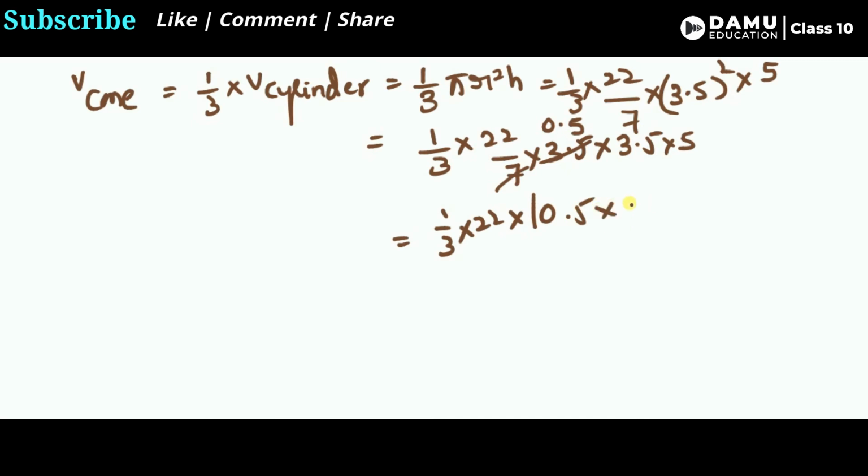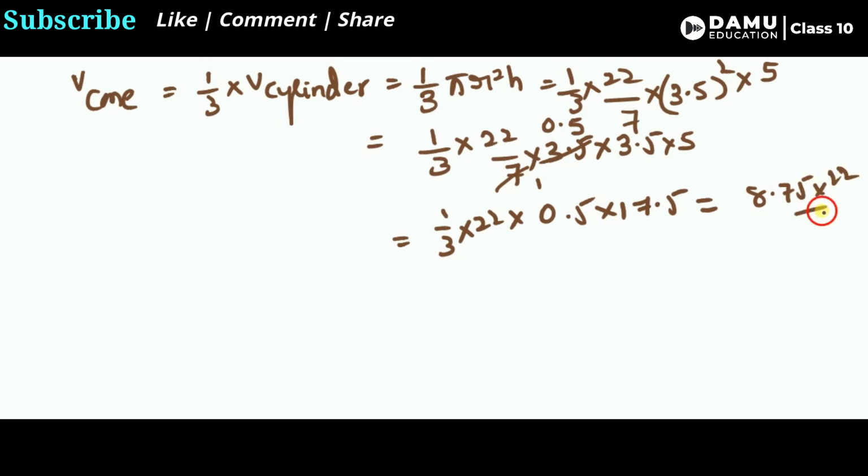So 0.5 into 3.5 into 5, 17.5. So let's take this one. This is not there, this is the upper side. So actually it is the upper side. Let's take this one as it is here. So this is the value we need to take. So 17.5 into 0.5, what answer will we get?